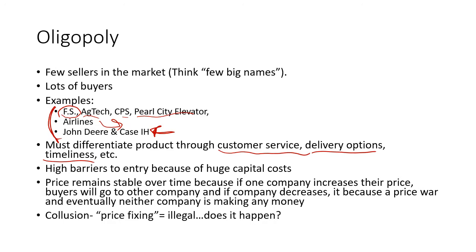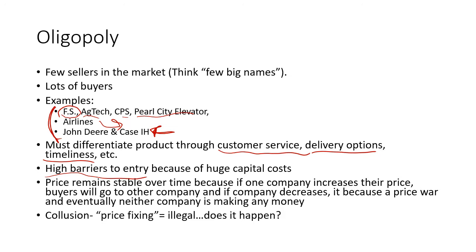Other characteristics of an oligopoly is that there's high barriers to entry. Not anyone can just start up a chemical company. Not anyone can just start up an airline. Not anyone can just start up an ag equipment place because there are huge capital costs that go into that.